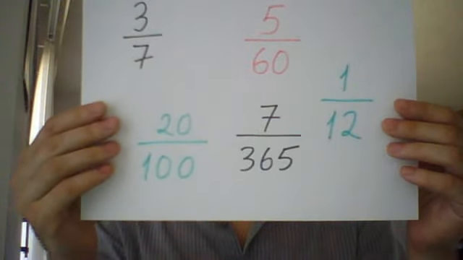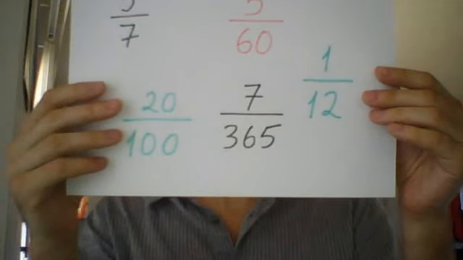Now let's do another fraction. Let's say 5/60. Again, think about something that is naturally divided into 60 equal parts. A good example would be a minute. A minute is naturally divided into 60 seconds. So 5/60 could be 5 seconds out of a total of 60 seconds. So 5 seconds is 5/60 of a minute.